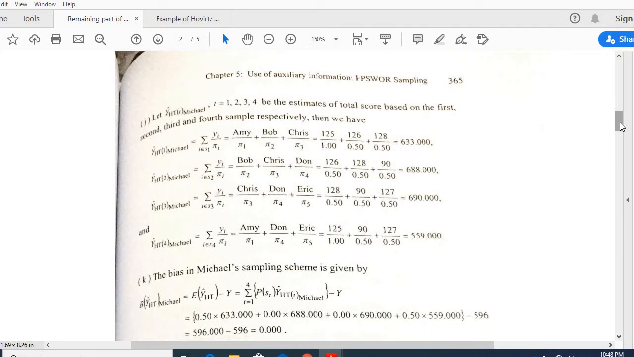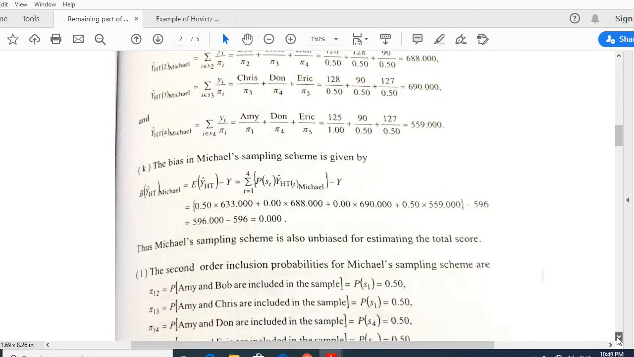Now part K, the bias in Michael sampling scheme is given as expected value of Y hat HT minus Y bar. It is equal to the respective probabilities and the scores obtained by samples 1, 2, 3 and 4, Y hat HT1, Y hat HT2 and so on up to Y hat HT4, minus the population total value of 596. Now the bias is 0, the difference is 0. Therefore it is also an unbiased estimate of the population total, the Horvitz-Thompson estimator.